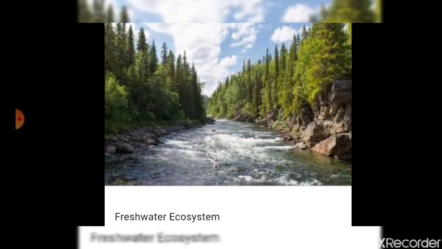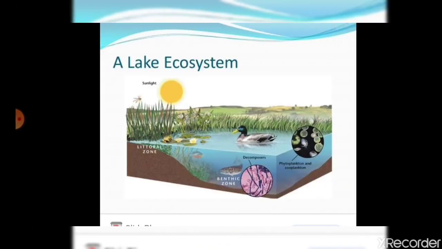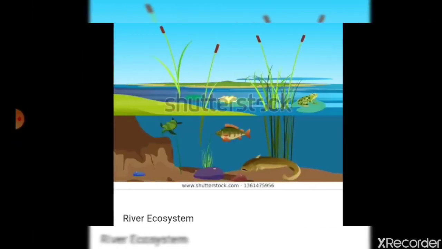Freshwater ecosystem. Freshwater ecosystems are supported by wide variety of flora and fauna. Freshwater ecosystems may be a pond ecosystem or a lake ecosystem or river ecosystem. Green algae, aquatic plants, reptiles, amphibians and a huge variety of fishes are found in freshwater ecosystem.